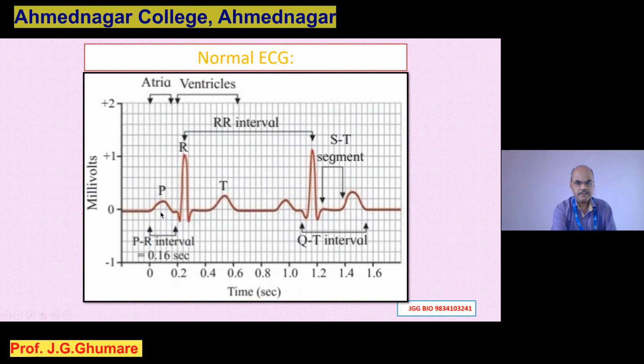if this P wave is flat, that indicates that atrial contraction is not taking place. Atrial contraction is because of the SA node, remember, and the SA node is not working. If the QRS complex is not working, that indicates that ventricular contraction is not there. And if the T wave is flat, that indicates ventricular relaxation or joint relaxation is not taking place properly. So, by observing the ECG, you can conclude about the health of the heart of the person.